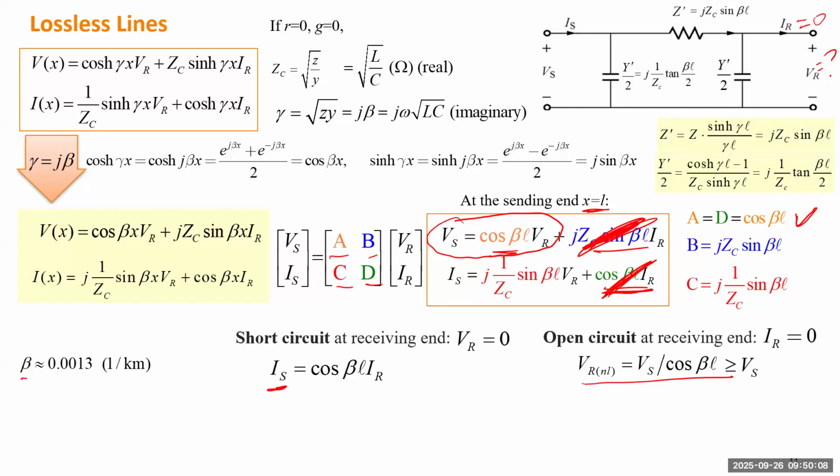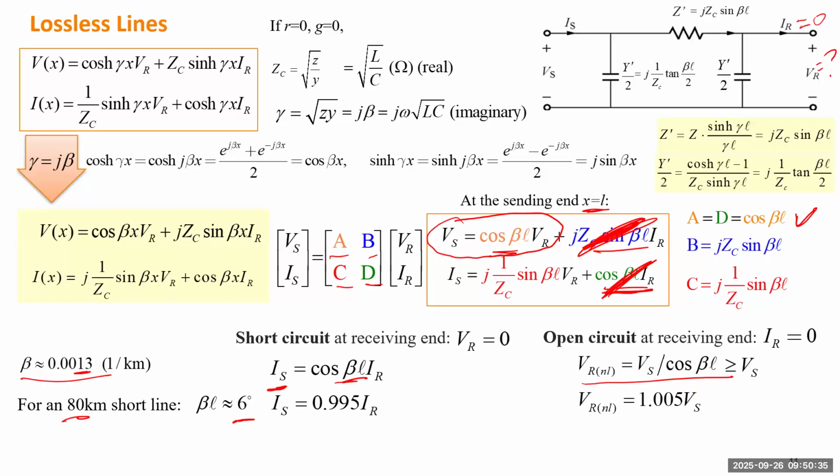Let's just take this value, beta equals 0.0013. Let's first consider the 80 kilometer short line, which is the boundary between the short line and medium line. So 80 multiplied by this value gives you the radian. Then you convert to degrees. So that is 6 degrees. The beta L is equal to 6 degrees. If you calculate the cosine of 6 degrees, that's very close to 1.